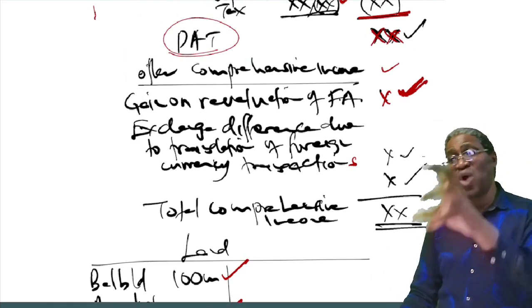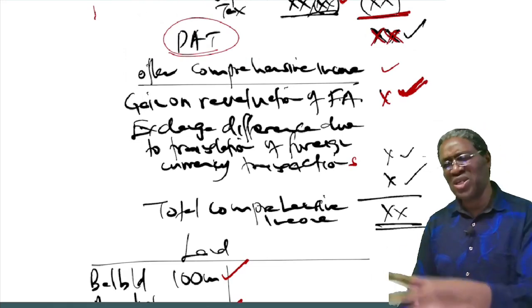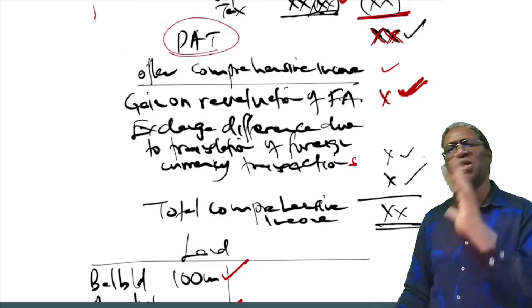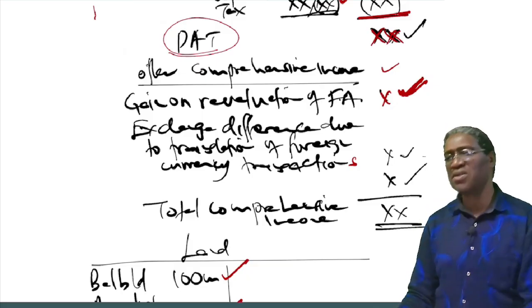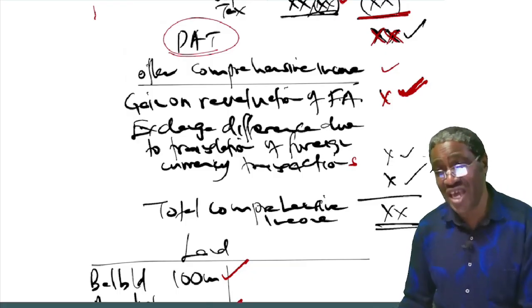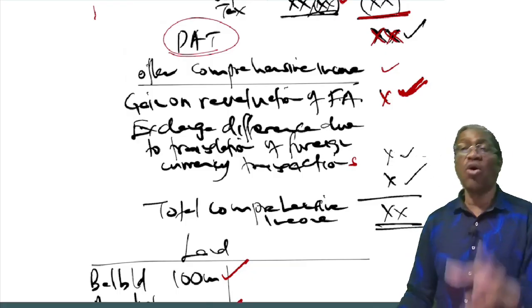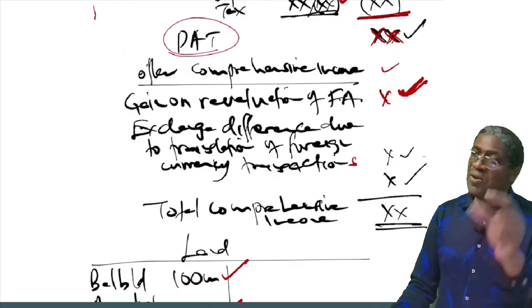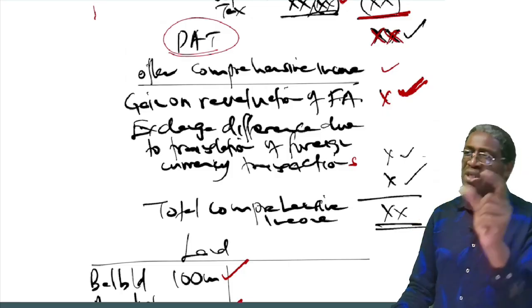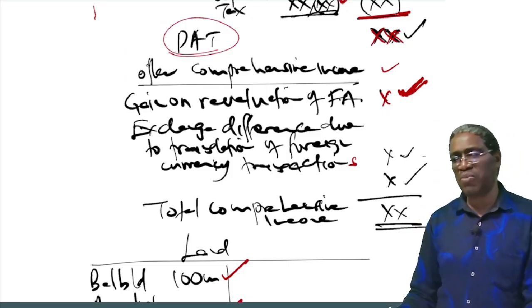Whenever you revalue a fixed asset, whether it's machinery, motor vehicle, furniture, building, whenever you revalue that fixed asset, you are required to consider the gain on revaluation, or it could be a loss on revaluation. Don't take it to the profit and loss. Take it as part of other comprehensive income.